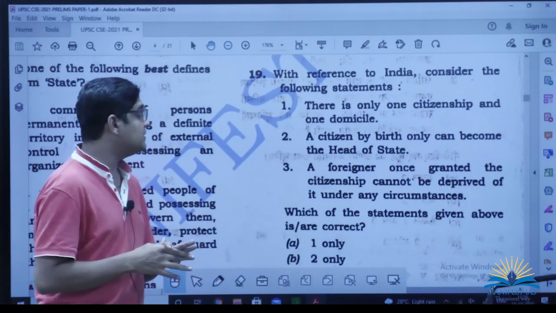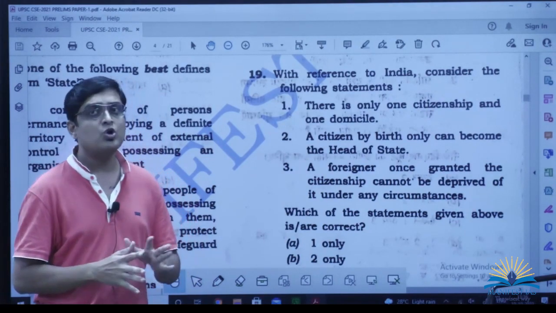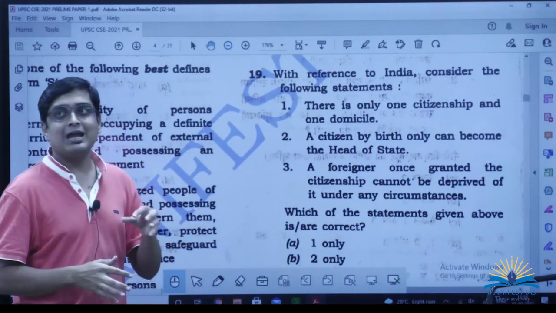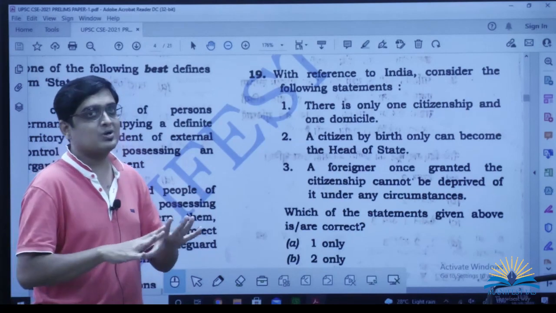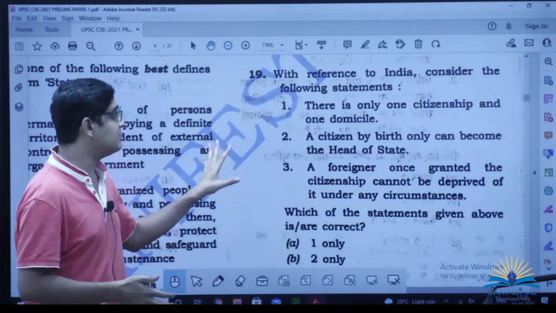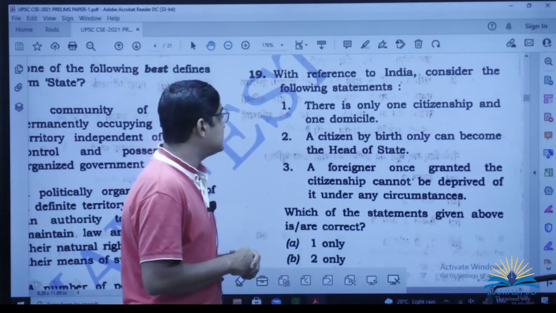Second is, a citizenship by birth can only become the head of state. I discussed this in the US president discussion. It's only in the US that a person by birth only can become the head of the state. In India, this is not the case. A person by birth or by any other means of citizenship can become the head of the state. So first is correct, second is incorrect.